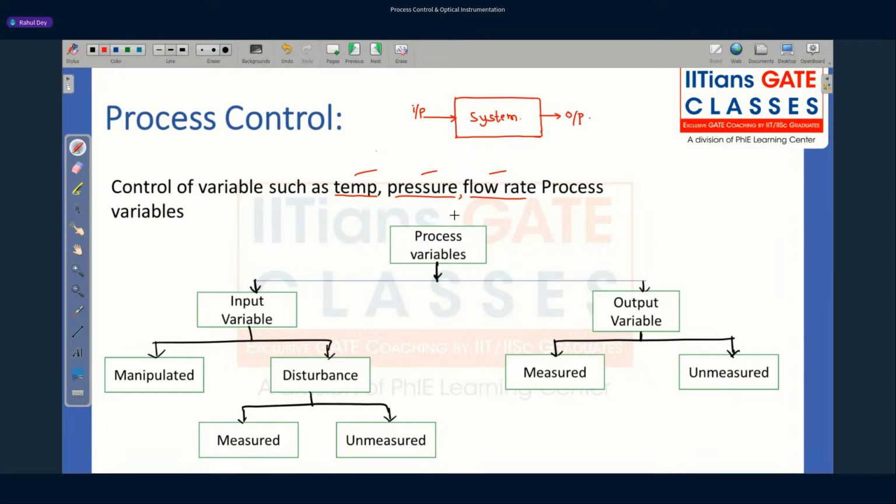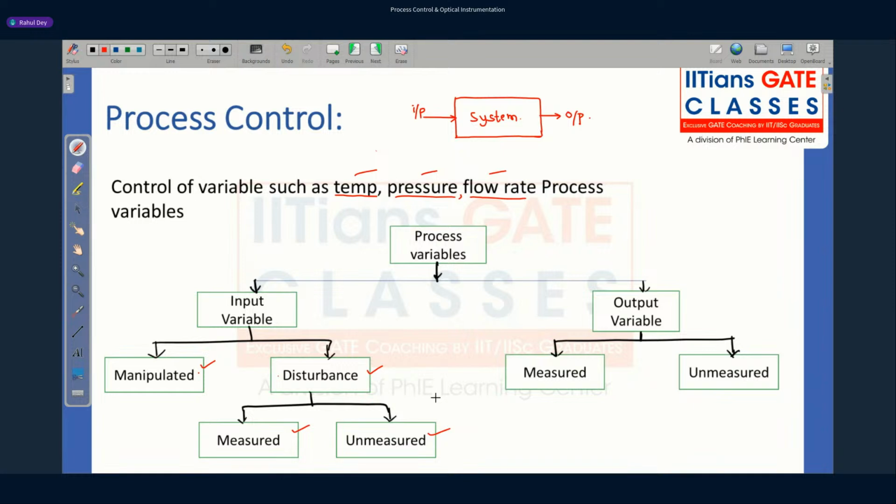Now, based on where this variable is applied, it is classified as either an input variable or an output variable. Now, an input variable can be subclassified into two more parts: your manipulated variable and disturbance. Disturbance can also be subclassified into two, measured and unmeasured.